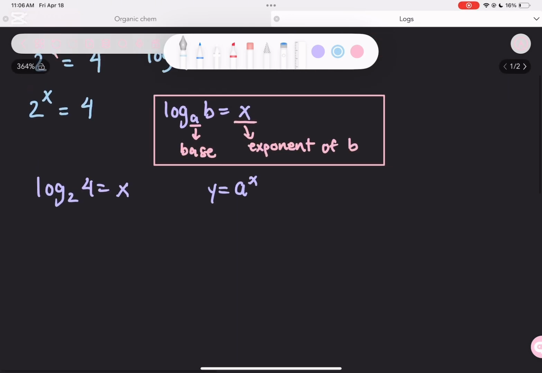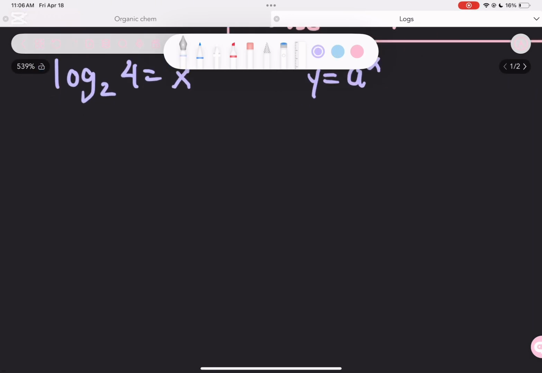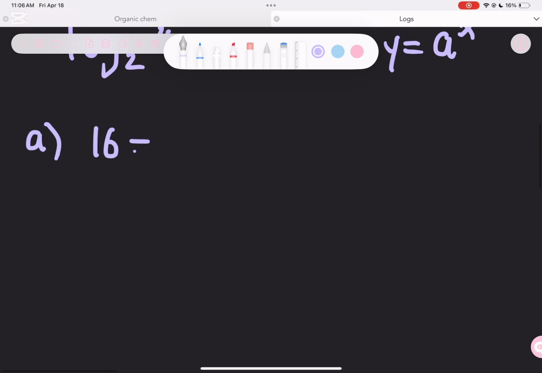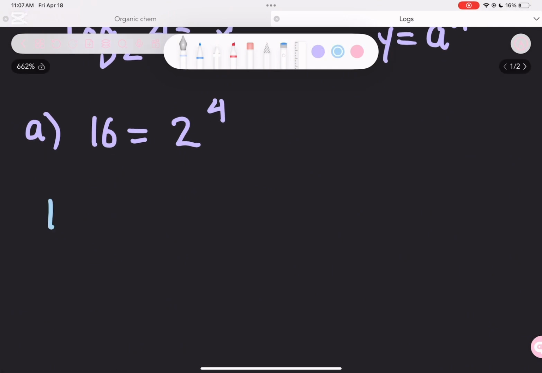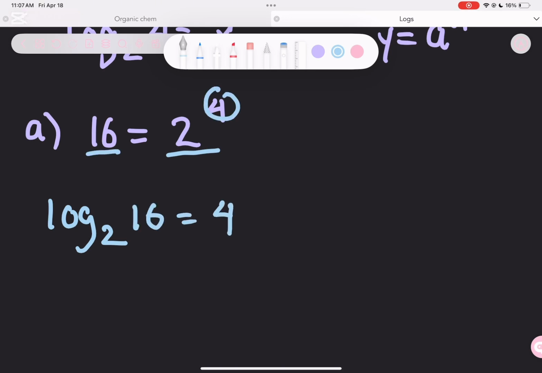That's essentially how it is. So we can bring up some more examples of this. For example, you have 16 is equal to 2 to the 4. How would we rewrite this in log form? Well, you put your log down first. And then remember how I said the base here becomes the base here, so the 2 gets put down here. And now this gets put here, and that's equal to your x, which is your 4.